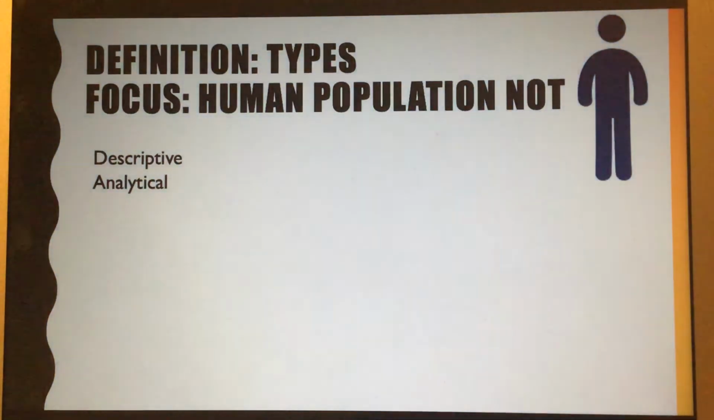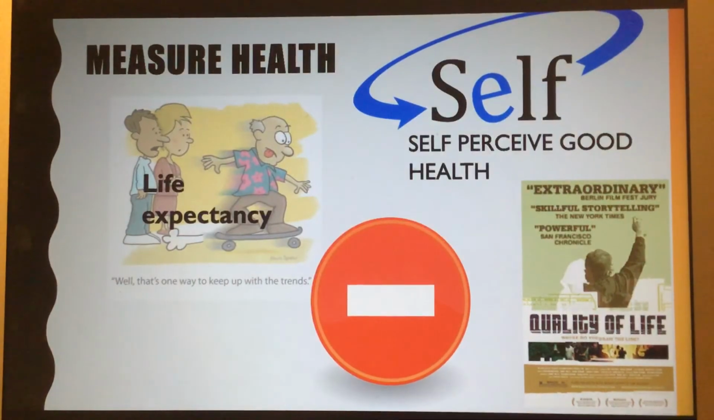Before that, I just want to start off by introducing epidemiology. You have two types of epidemiological studies: descriptive and analytical. Descriptive might include the disease occurrence and disease distributions, while analytical will be disease determinants. Remember, in epidemiology our focus is on human populations and not on individuals. Next, we move on to measures of health.